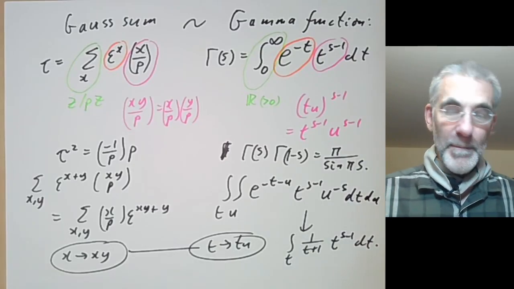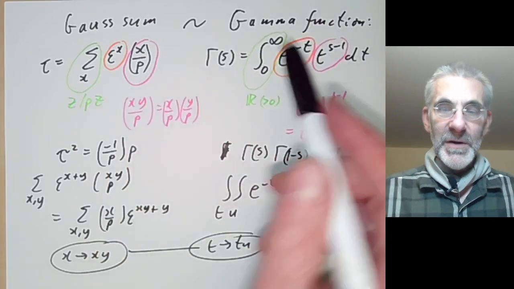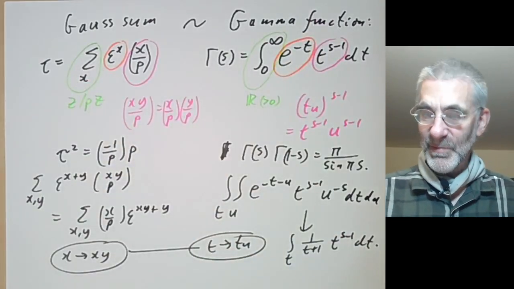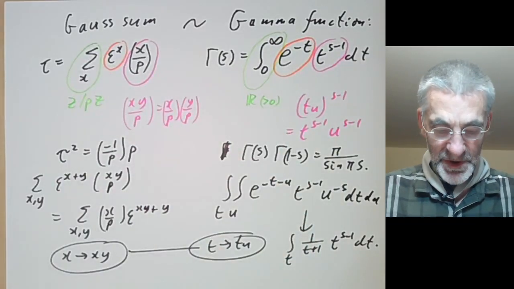So you can think of Gauss sums as being a sort of gamma function over finite fields, or I guess you could also think of a gamma function as being a Gauss sum over the reals if you prefer to do things backwards.